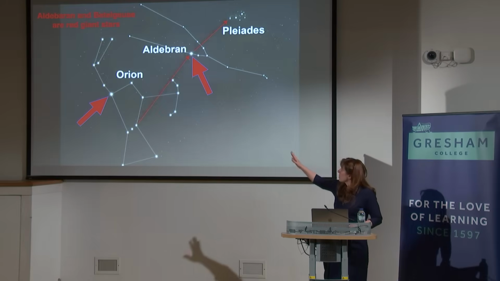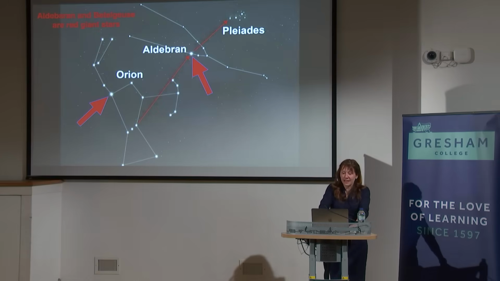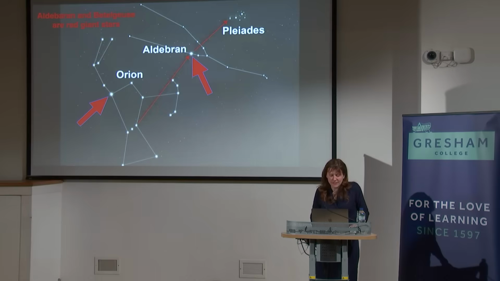Aldebaran. Its name is believed to derive from the Arabic Aldabaran, which means the follower, because it follows the Pleiades through the sky. It's the 14th brightest star in the sky, and its radius is 44 times that of our sun.